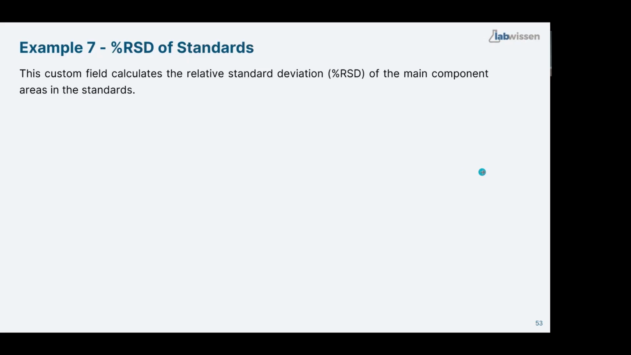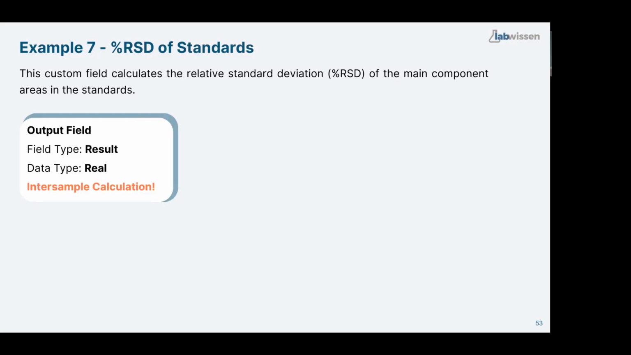Here is an example. We want to calculate percent RSD of standards, a very typical one. This custom field calculates the relative standard deviation of the main component areas in the standards. So for example, we have a sample set with 3 standards and 5 samples, and I want to do calculations between standards. I want to calculate their percent RSD.